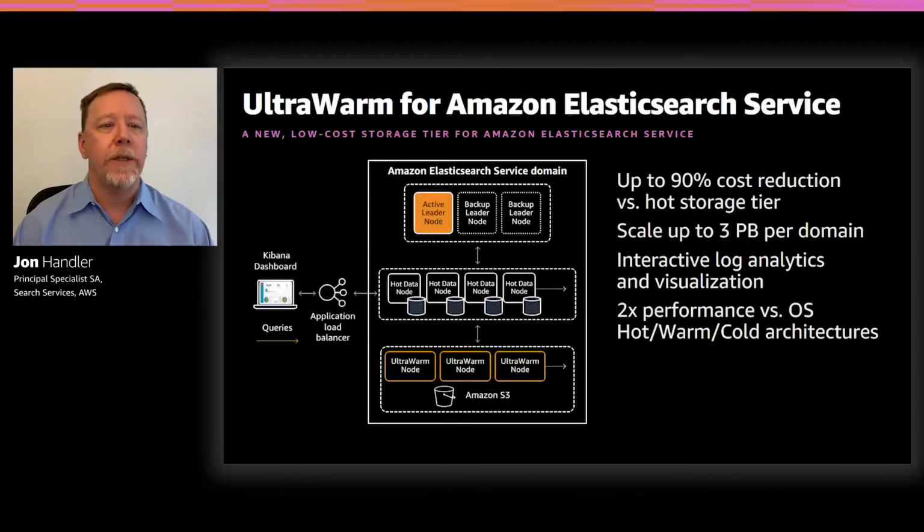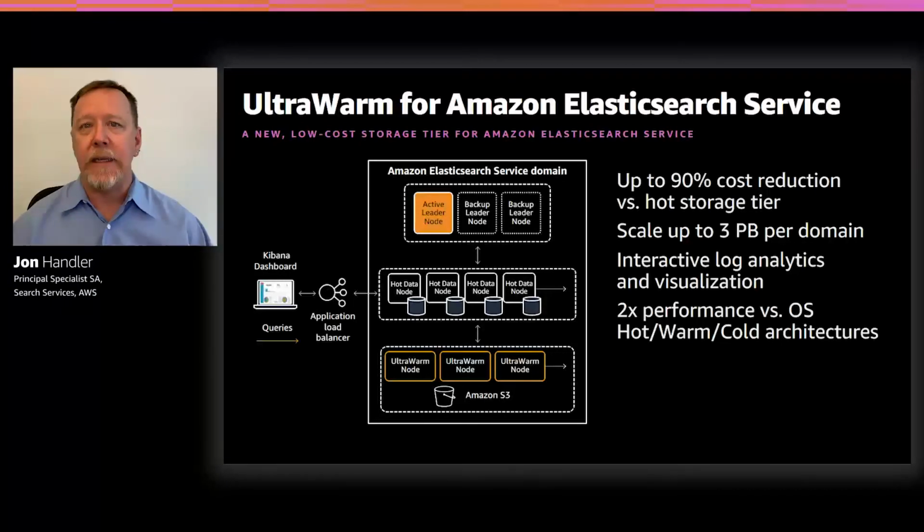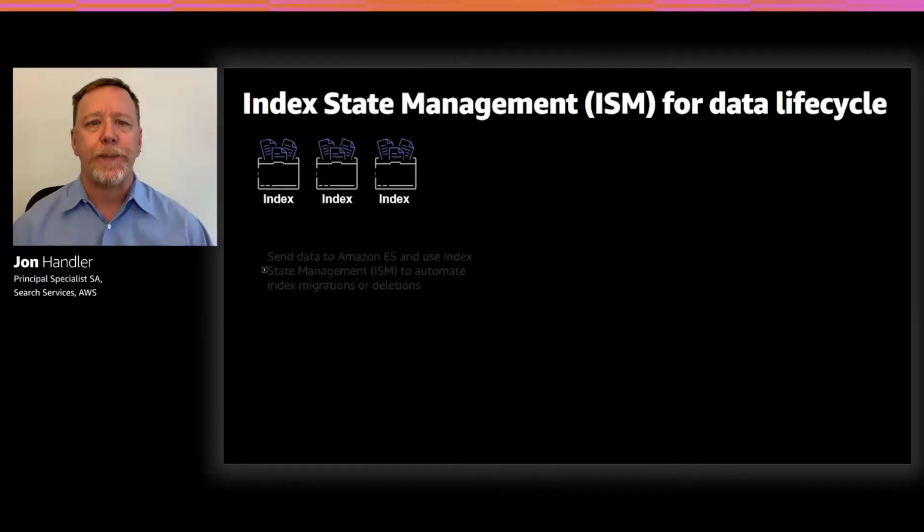We have covered UltraWarm in some depth, but just to draw the point, UltraWarm enables you to store more log data, to retain that data for longer term analysis. We can see cost reduction of up to 90% versus storing that data in the hot tier. We've also designed UltraWarm to deliver better performance than a usual hot, warm, cold architecture, which is typically based on high density storage nodes that have lower compute. So with UltraWarm, we deliver up to twice the performance of those more dense storage nodes.